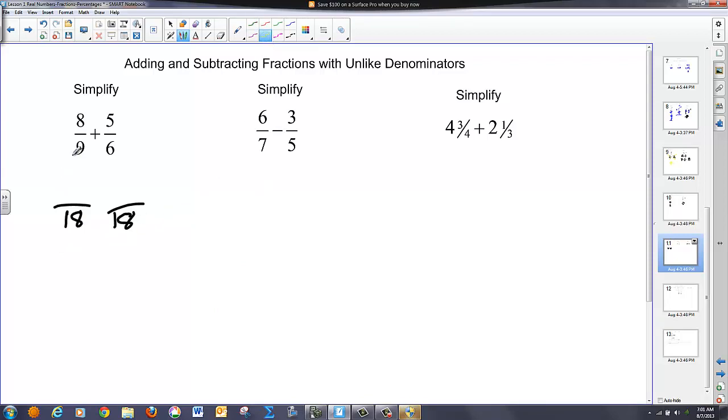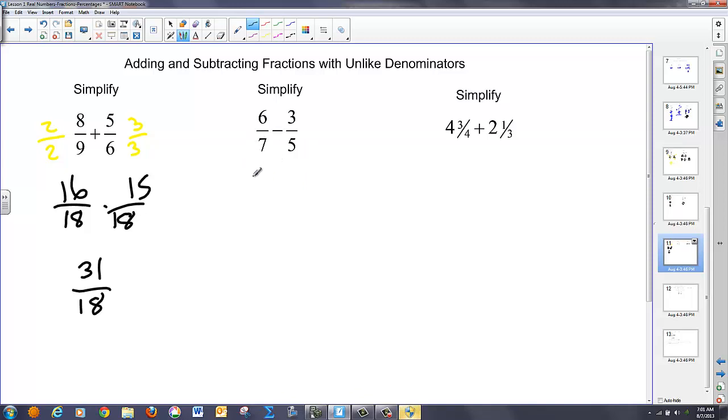I have to change the numerator. So in order to do that, I multiply by a form of 1. So to get 9 to 18, I multiply by 2 over 2, which is 1, so it won't change the value of that fraction. To get 16 to 18, I multiply by 3, so I must multiply the numerator by 3. In doing so, now I have to change the numerator of the new fractions. So I have 16 here, I have 15 here, and we get a total of 31 over 18.